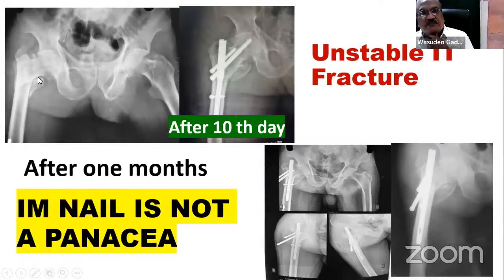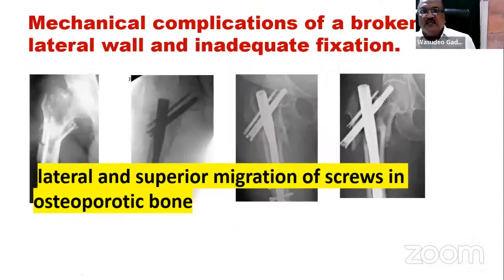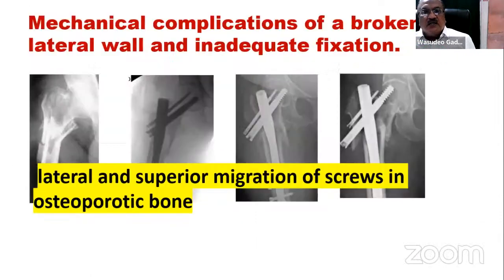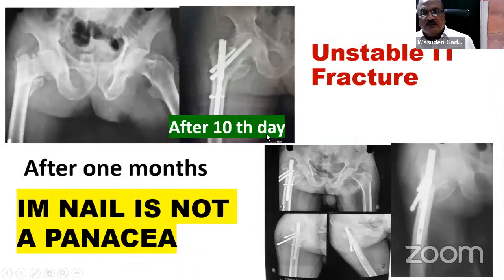It failed. This is a fracture with a precarious lateral wall fixed like this, and ultimately what has happened? Everything is out. So how does the mechanical complication of a broken lateral wall and inadequate fixation occur in these cases? You can see here how this is occurring. This is the lateral wall with an unstable reverse-type intertrochanteric fracture fixed with the PFN. Ultimately there is medialization, migration of the screws, and cut-through. You will find lateral and superior migration in osteoporotic bone after an unstable construct, though it looks very good on a picture.